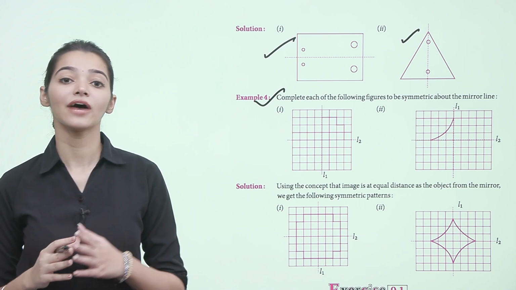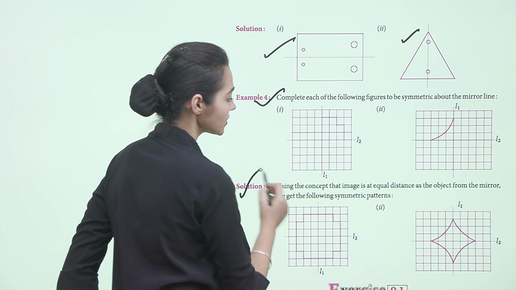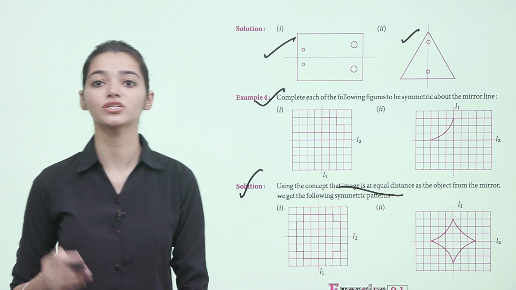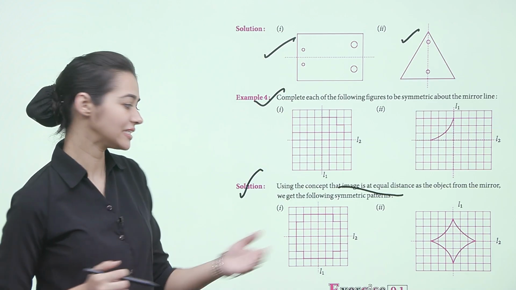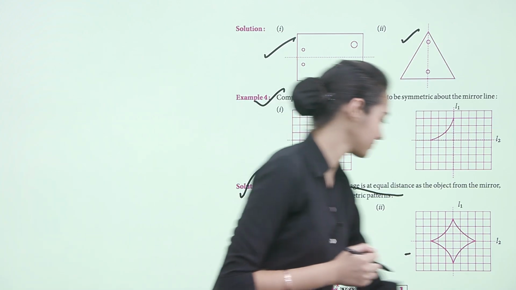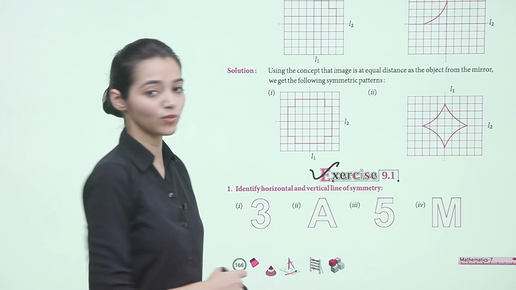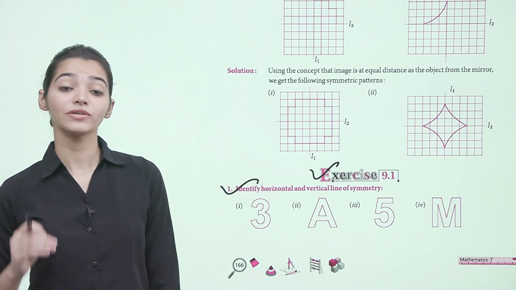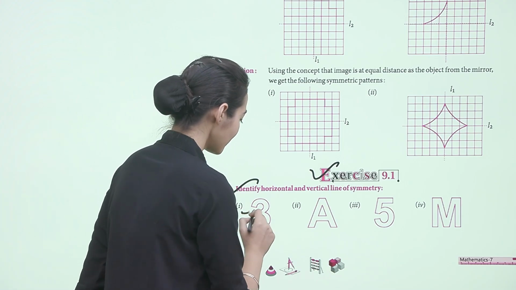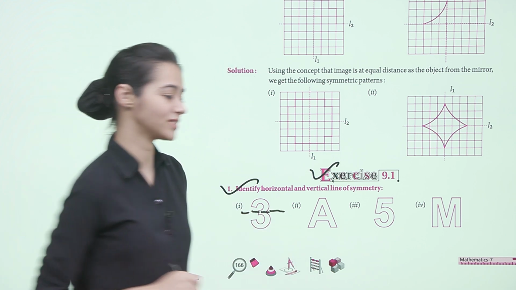In example number 4, we have to complete each of the following figures to be symmetric about the mirror line. Using the concept that the image is at equal distance as the object from the mirror, we get these symmetric patterns for the first and the second figure. Now let's start with our exercise 9.1. In the first part, we have to identify the horizontal and vertical lines of symmetry. In the first one, very good, it is our horizontal line of symmetry. That's how you have to complete the remaining ones.